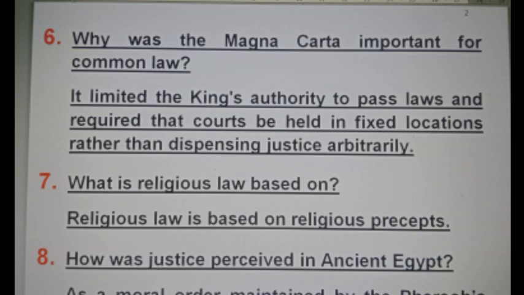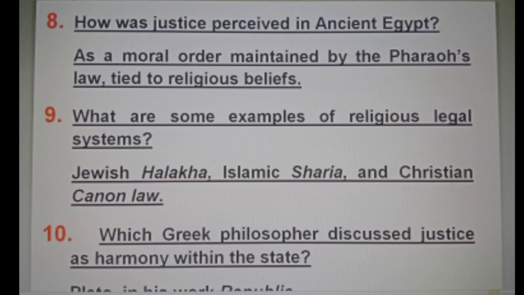What is religious law based on? Religious law is based on religious precepts. How was justice perceived in ancient Egypt? As a moral order maintained by the Pharaoh's law tied to religious beliefs. What are some examples of religious legal systems? Jewish halacha, Islamic sharia, and a Christian canon law.